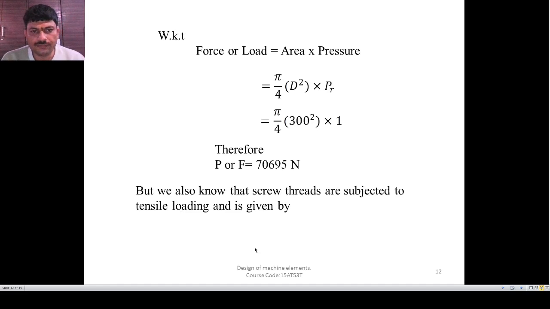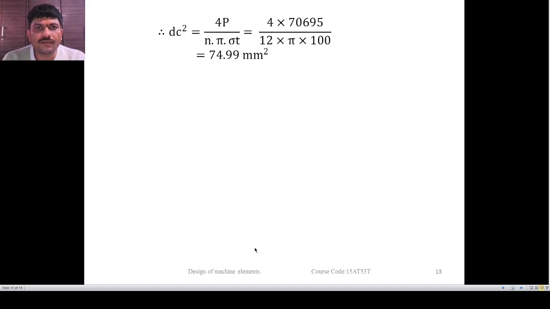We also know that screw threads are subjected to tensile loading and is given by P is equal to pi by 4 dc square into sigma t into n. Now we substitute the value 70,695, that is the load, and the number of bolts. Therefore dc square is equal to 4P divided by n into pi into sigma t, which is equal to 4 into 70,695 divided by 12 into pi into 100.